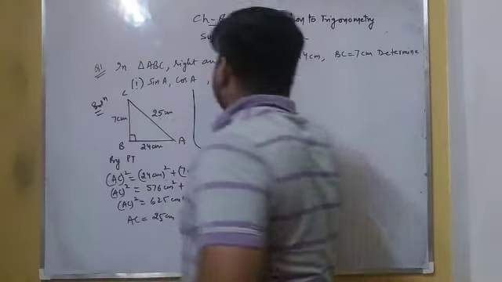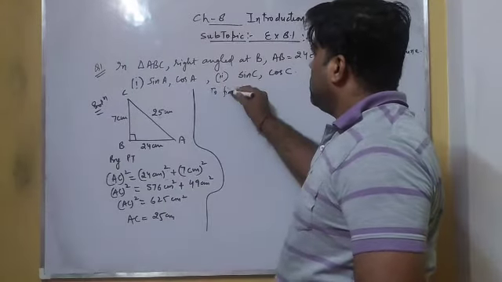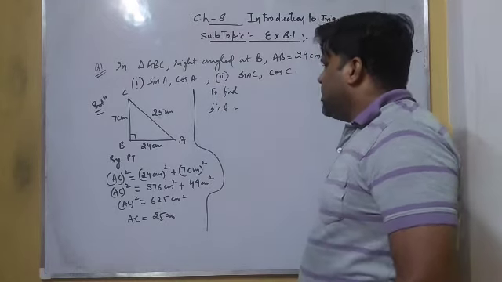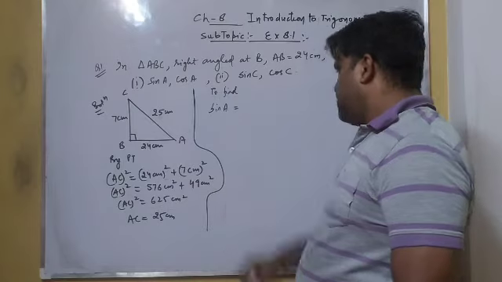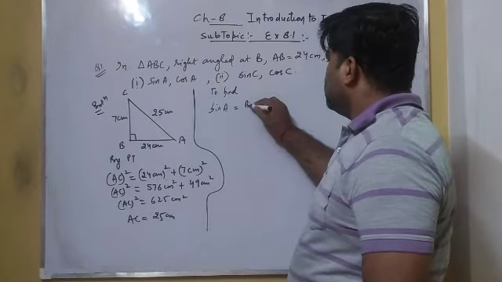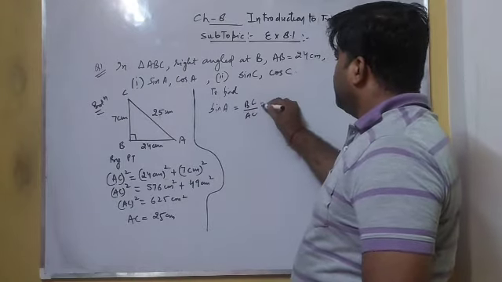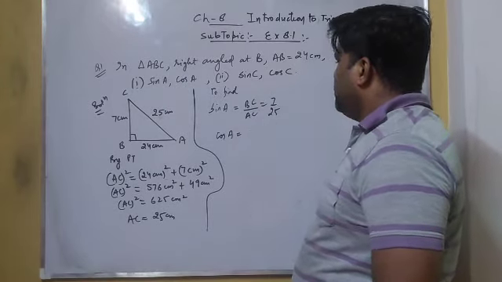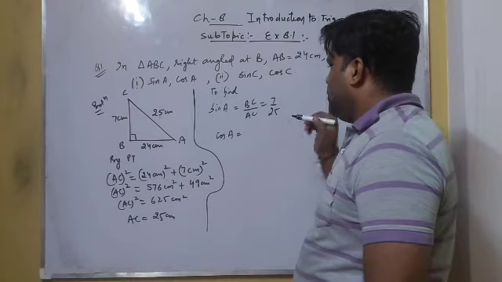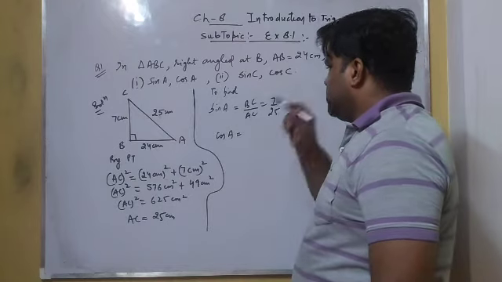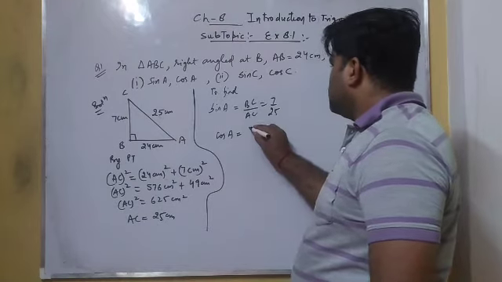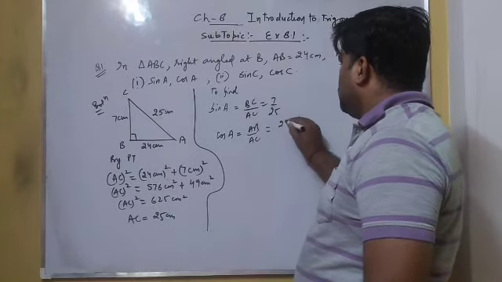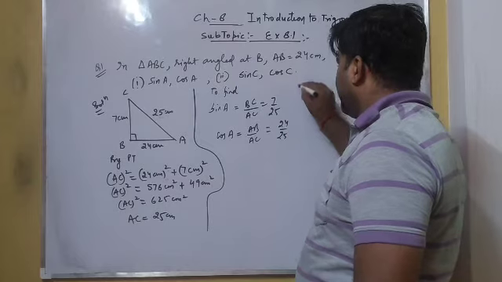Now let us come to find sine of angle A. Here sine of angle A is the ratio of perpendicular and hypotenuse, which is BC upon AC, which is 7 upon 25. Similarly, cosine of angle A, which is cos A, is the ratio of base and hypotenuse, which is AB upon AC, which is equal to 24 upon 25.